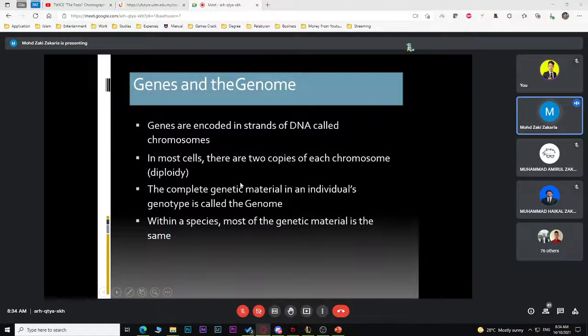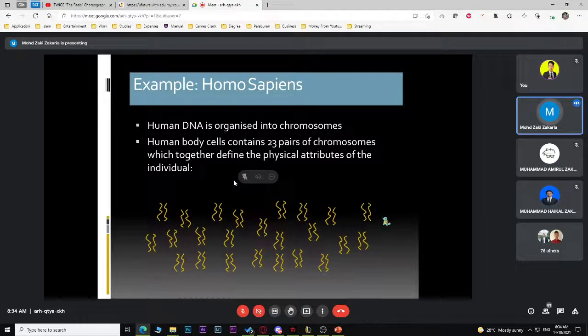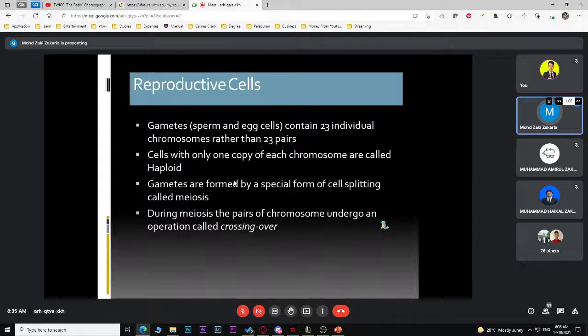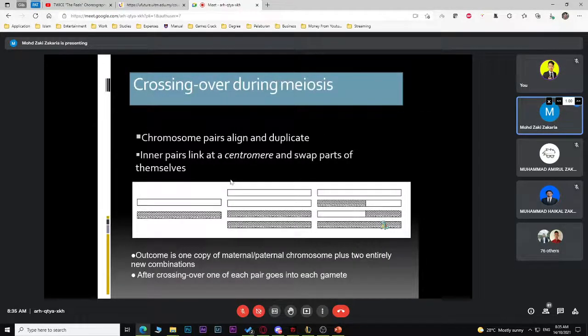Genes are encoded in strands of DNA called chromosomes, as we discussed just now. And then in most cells, there are 2 copies of each chromosome, and the complete genetic material in an individual's genotype is called the genome. Within a species, most of the genetic material is the same. This is an example of human DNA. I think there is no need to go through it now; you can go through it on your own, the biological process.